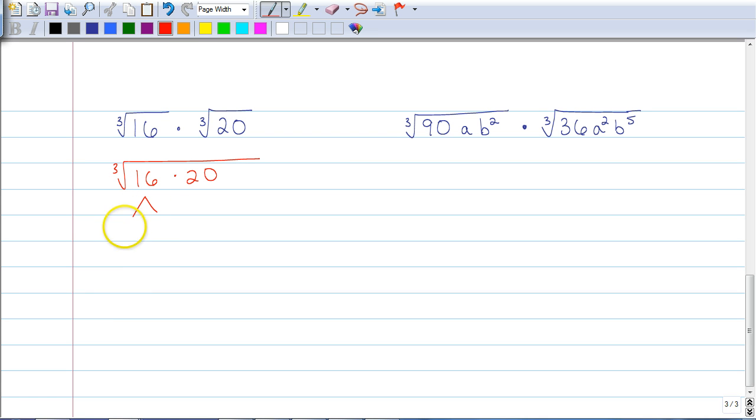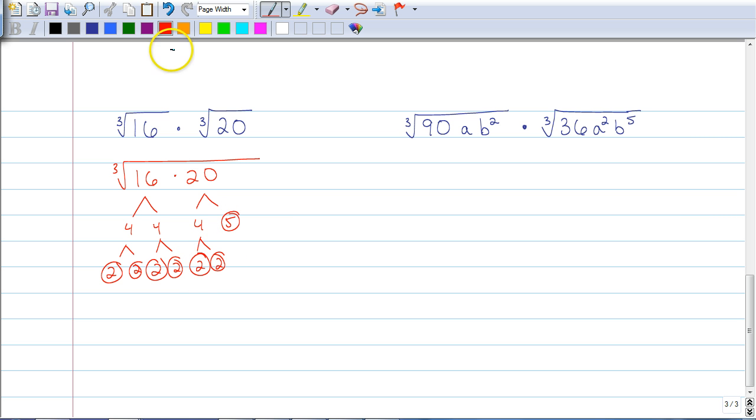The 16 breaks down to be 4 times 4. 4 breaks down to be 2 times 2. 20 breaks down to be 4 times 5. 5 is prime. 4 breaks down to be 2 times 2.